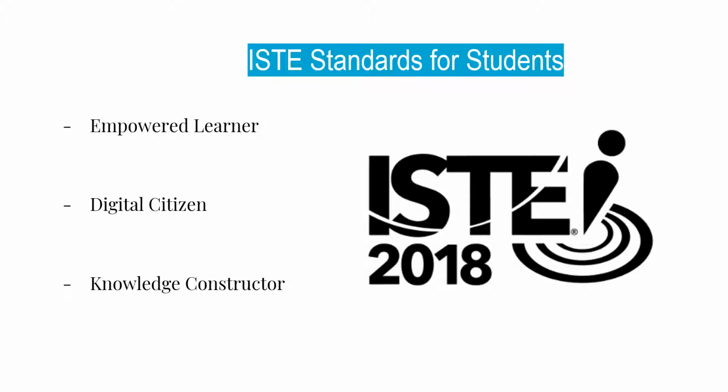The first standard for students is being an empowered learner. This means that the student takes action to achieve their goals while using technology to help them become successful. The next is having digital citizenship. This explains that the student uses technology in a respectable way. They must be sure they are always acting in a safe and legal manner.